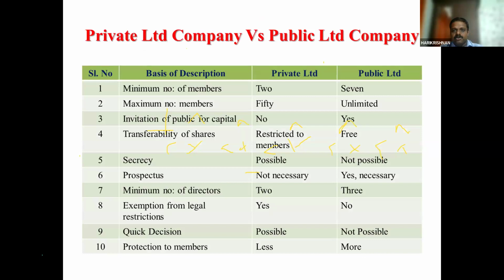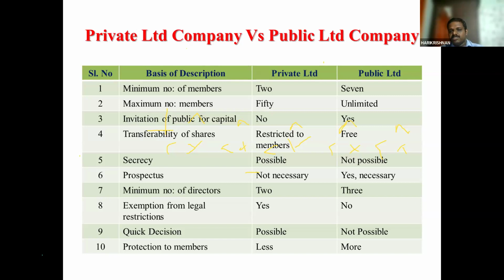So in private limited and public limited companies, the number of members is 2 in private and 7 in public. The maximum is 50 in private limited, while public limited is unlimited. Private companies cannot invite the public for capital, but public limited companies can. Transferability of shares is restricted to members in private, but it is free in public limited. Secrecy is possible in private limited, but not in public limited. A prospectus is not necessary in private, but there should be a prospectus in a public limited company.